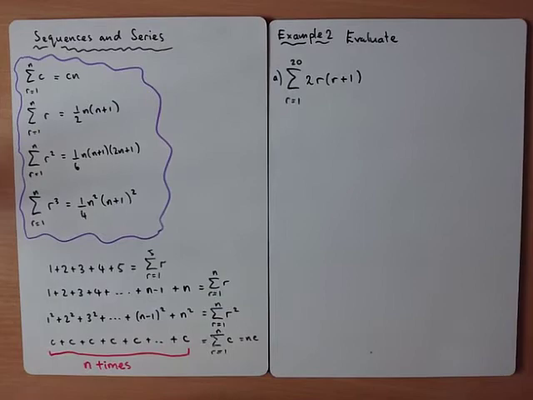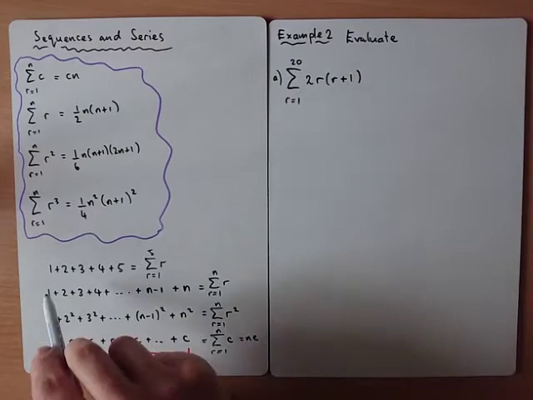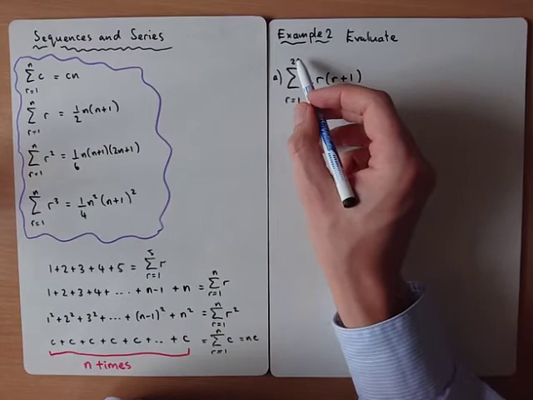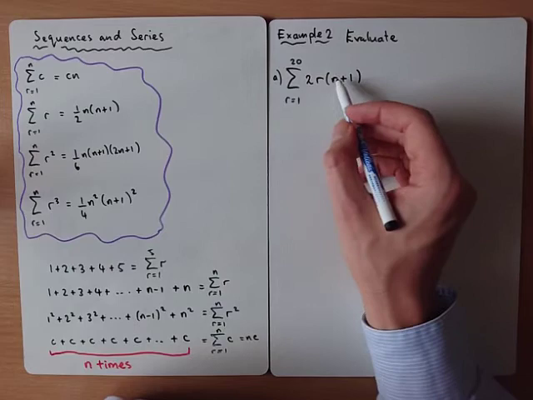Okay, next let's evaluate while we're in the notation straight away. So we haven't written the full sequence out. You can if you want, write down the sequence to see what it looks like. But if it's given to us like this, we want to just try and use these formulas. So we're trying to find the sum of the first 20 terms. And inside our sequence, the terms look like 2r times r plus 1.